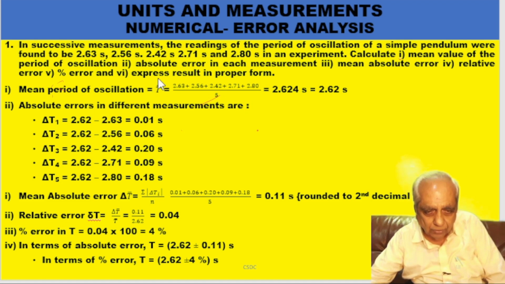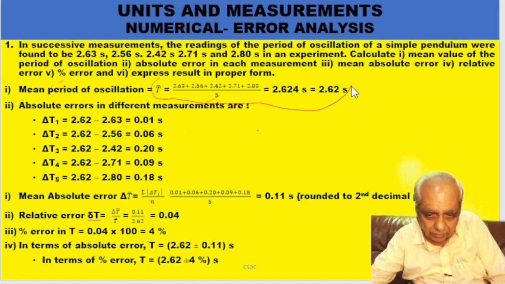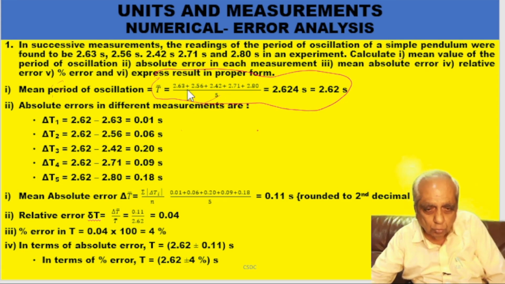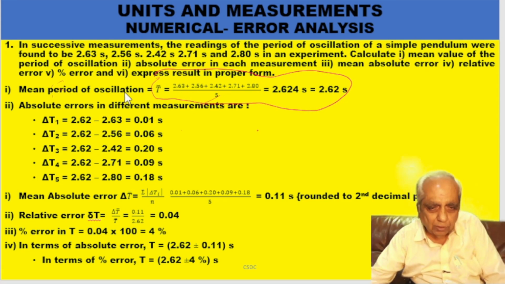So this will revise our first formula, how to get the value of the period. This mean value is called the true value. So the exact value of the period of oscillation is 2.62 seconds.